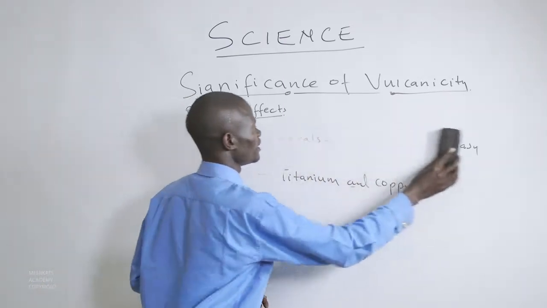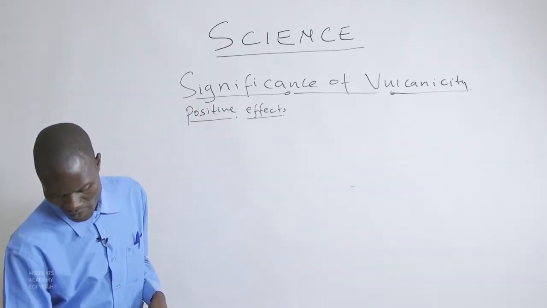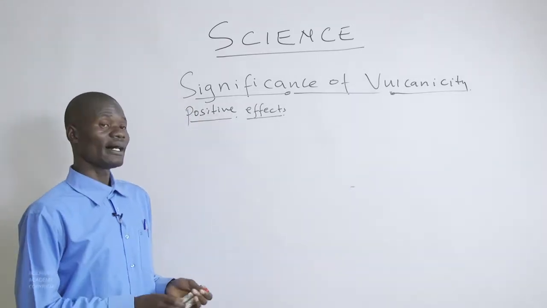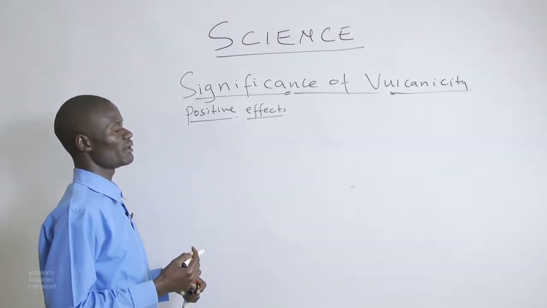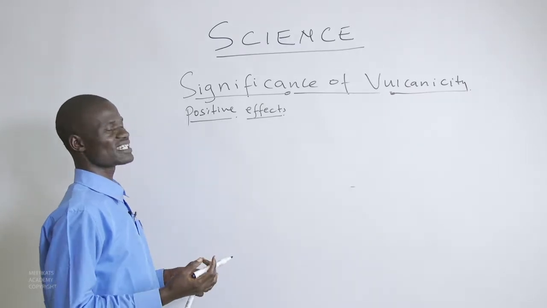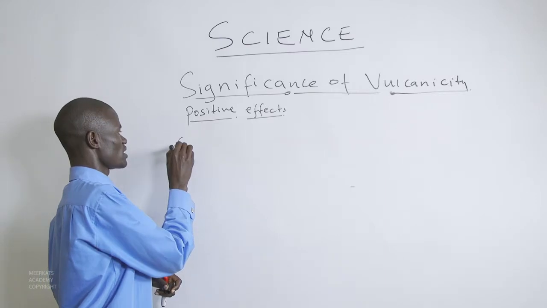Let's look at the fourth one. The fourth one talks about how volcanic mountains, or volcanicity, bring about catchment areas.